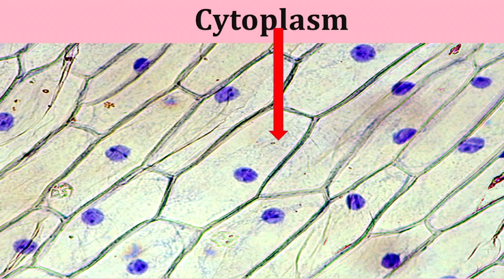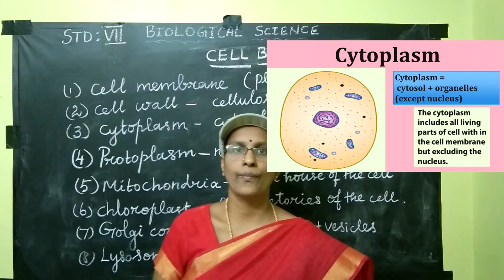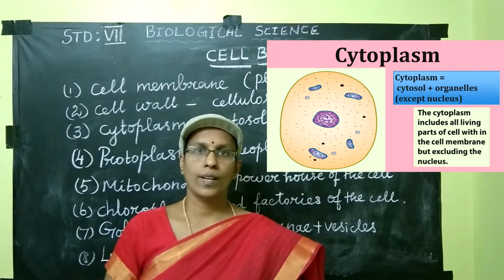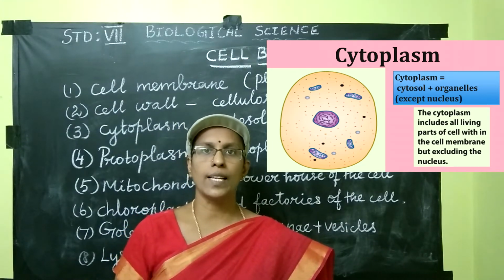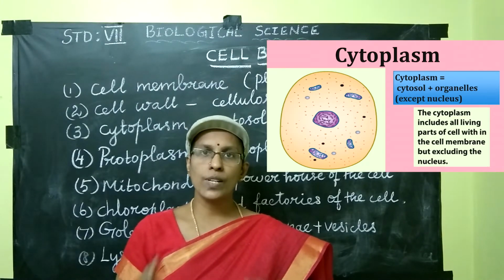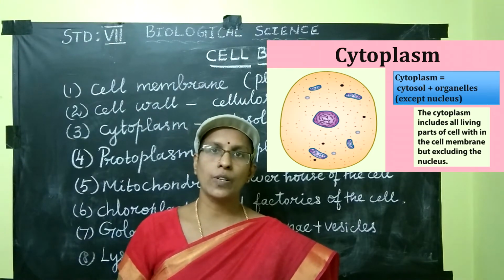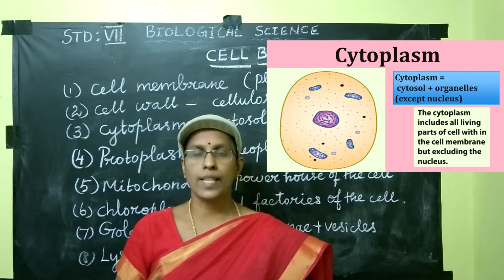When you see the temporary mount of onion peel, you can see the different parts of the cell. The cell membrane, the dark stained nucleus, and the large portion of the cell which is enclosed by the plasma membrane, which is very light stained. This is called cytoplasm. The cytoplasm includes all the living parts of the cell excluding the nucleus. Nucleus தவிர cell membrane குள்ள இருக்கிற எல்லா living parts தான் cytoplasm.